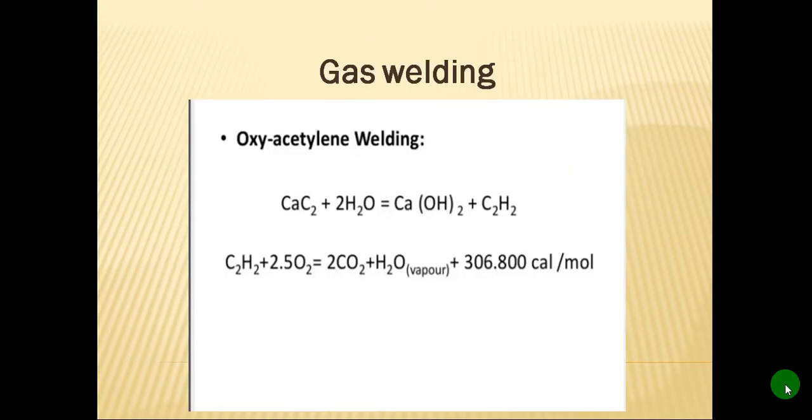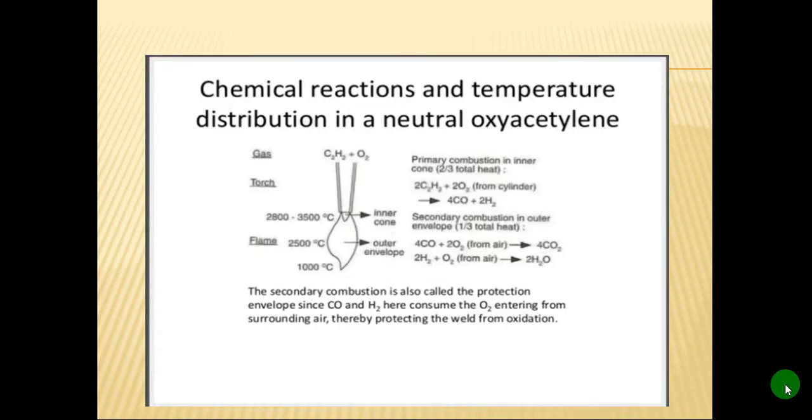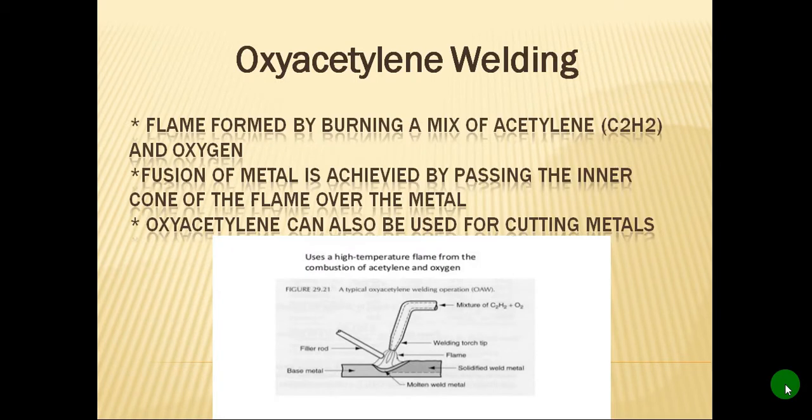Gas welding, oxyacetylene welding, on the picture, chemical reactions. Chemical reactions and temperature distribution in a neutral oxyacetylene flame. Oxyacetylene welding, flame formed by burning a mix of acetylene and oxygen. Fusion of metal is achieved by passing the inner cone of the flame over the metal. Oxyacetylene can also be used for cutting metals.